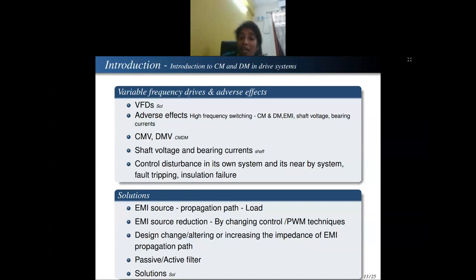Okay, so that would introduce two different paths, namely common mode and differential mode. We will define what they are, along with electromagnetic interference. In the motor, it will also produce something called shaft voltage and bearing currents. And overall, what would be the effect of this? One is reliability and another one is safe operation.